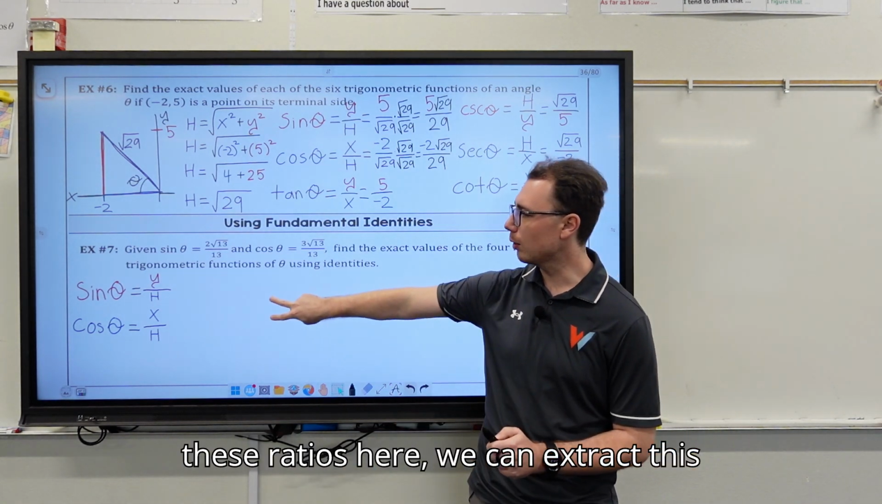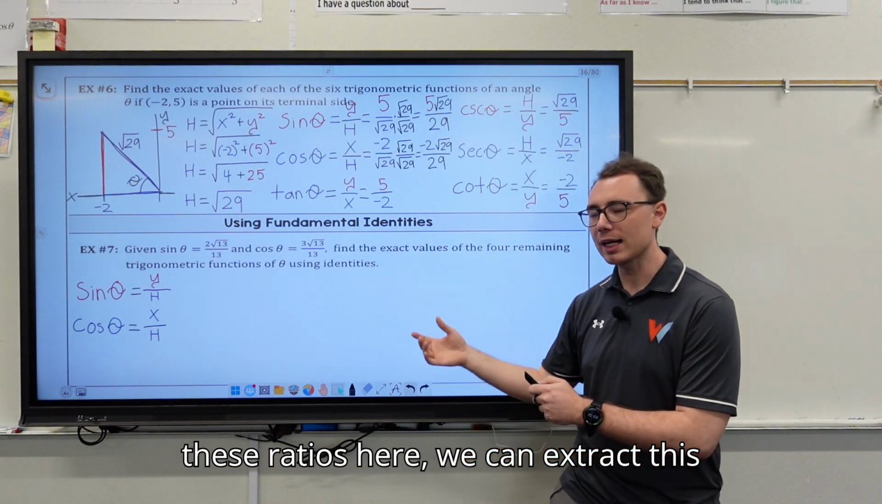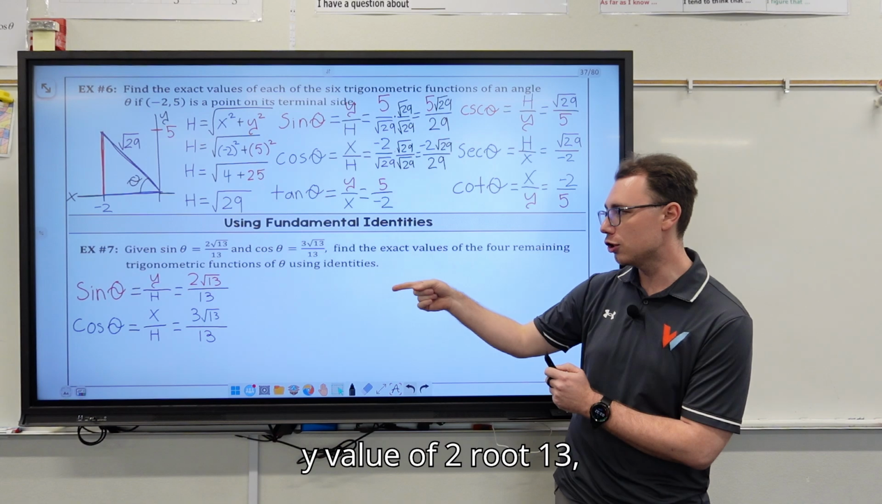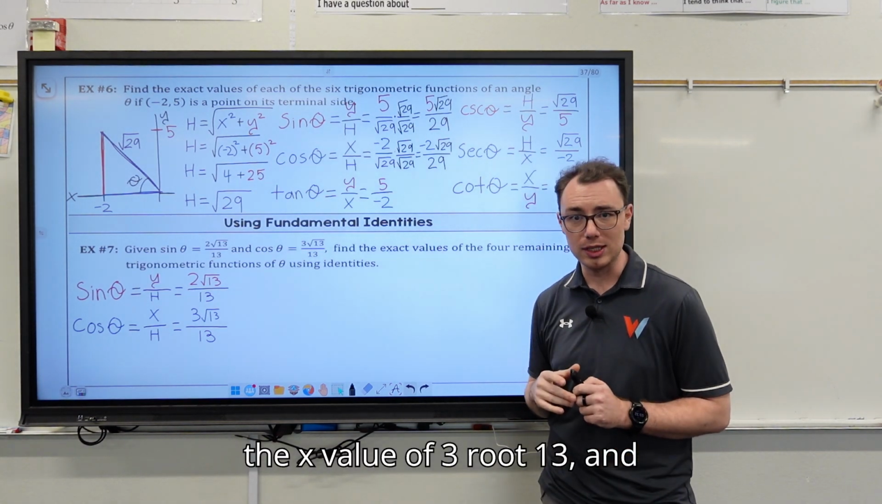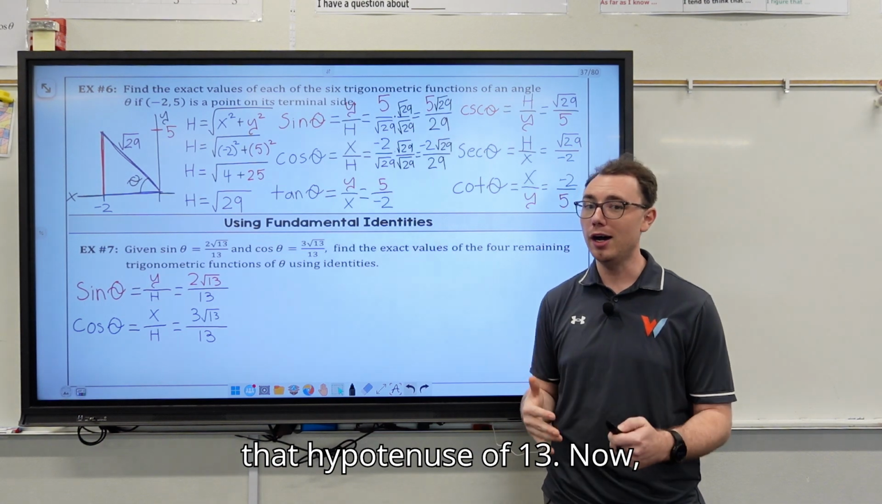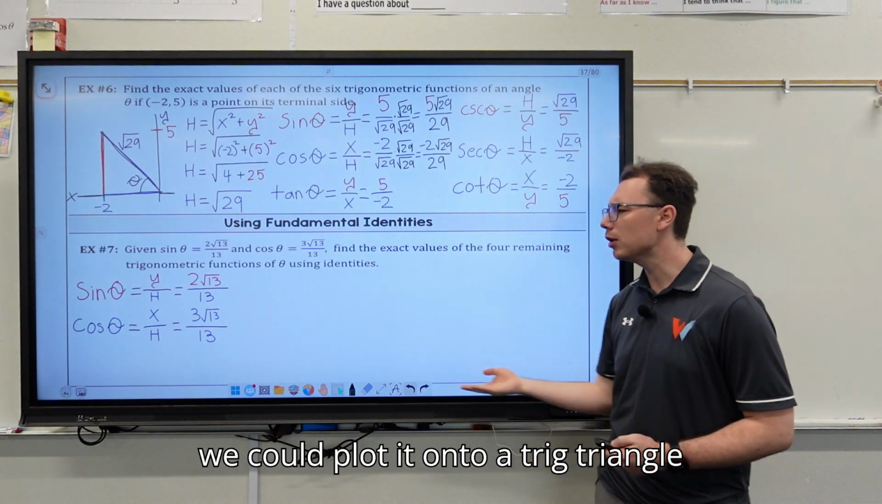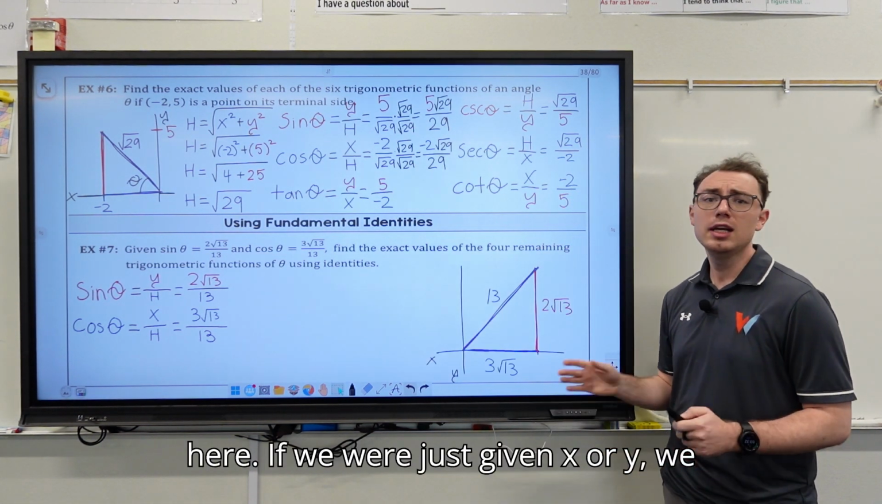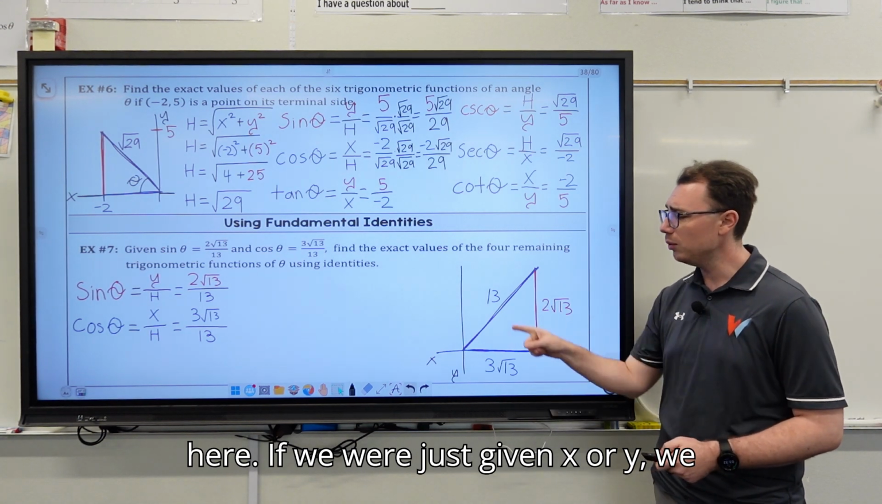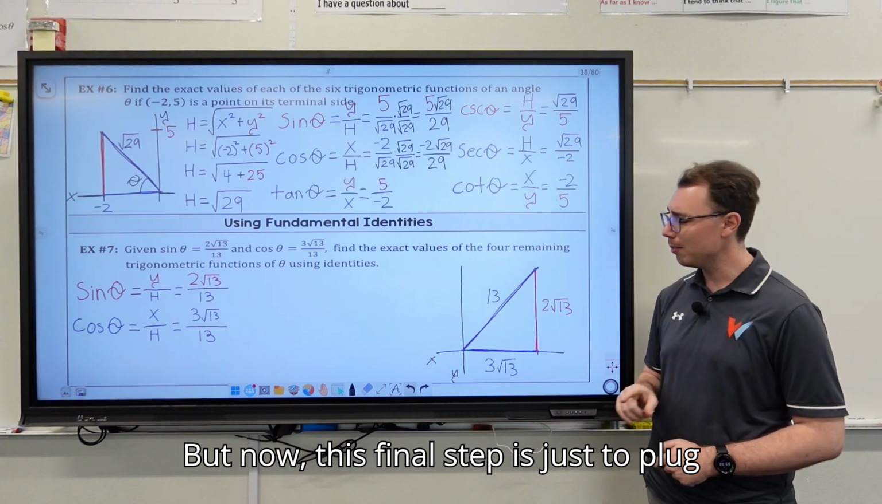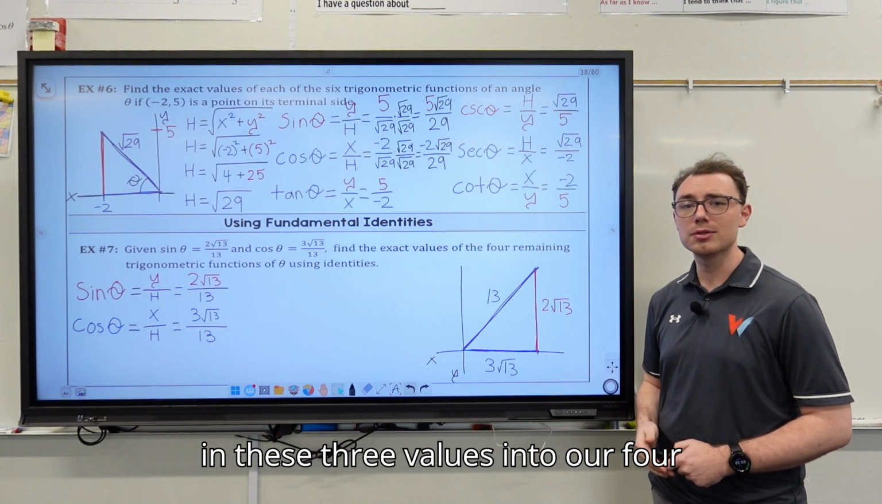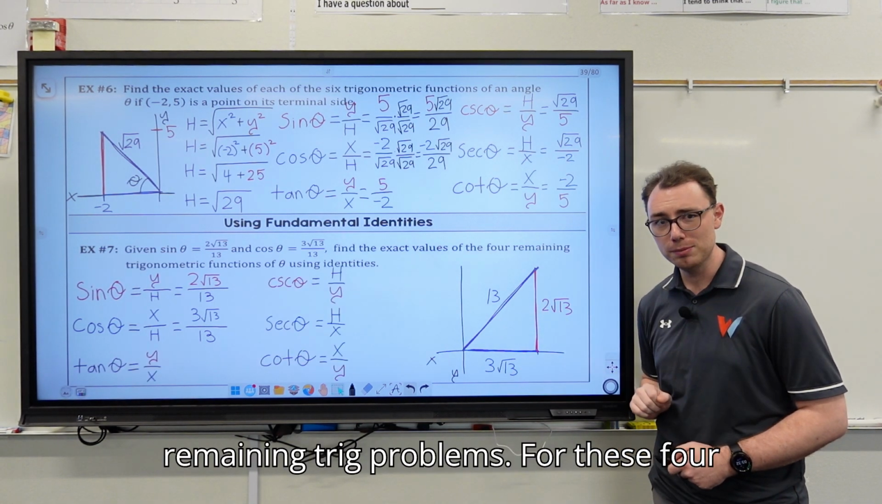If we look at these ratios here, we can extract this y value of 2 root 13, the x value of 3 root 13, and that hypotenuse of 13. Now we could plot it onto a trig triangle here. If we were just given x or y, we could eventually solve out for that 13. But now, this final step is just to plug in these 3 values into our 4 remaining trig problems.